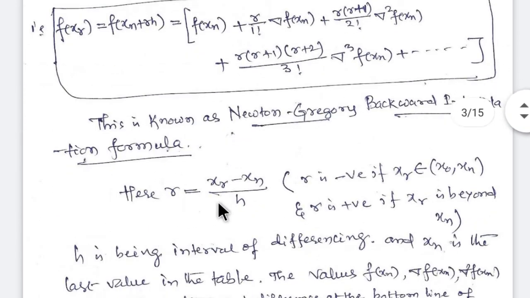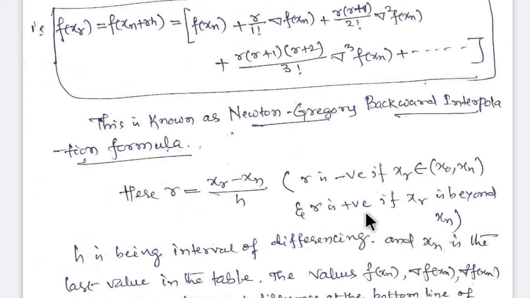Here r is given by the formula, because of using xr equal to xn plus rh here, from that you get r value: r equal to (xr minus xn) divided by h. r is negative if xr belongs to the interval x0 to xn.